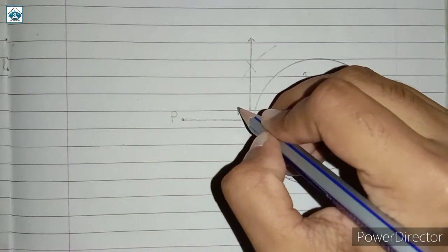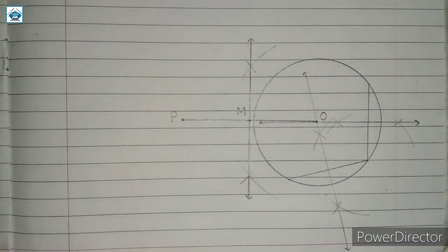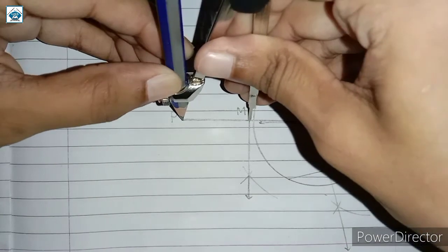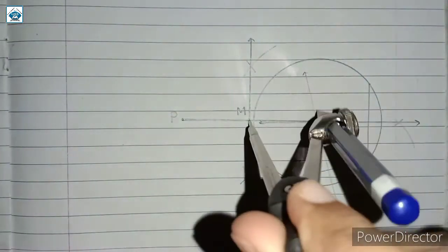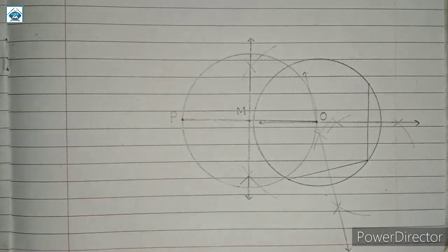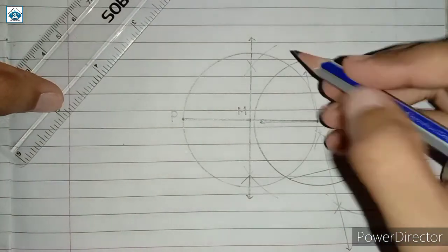So over here we have point M. M will be the center and the radius should be equal to PM. It is also the same as MO, and we are going to construct a circle. This circle intersects our circle with center O at 2 points.